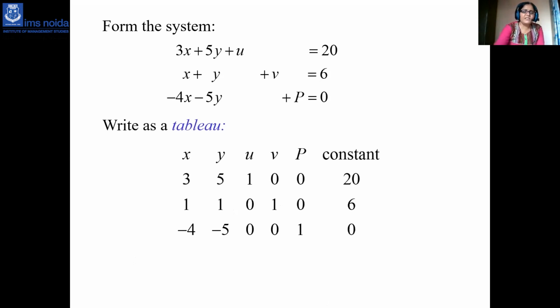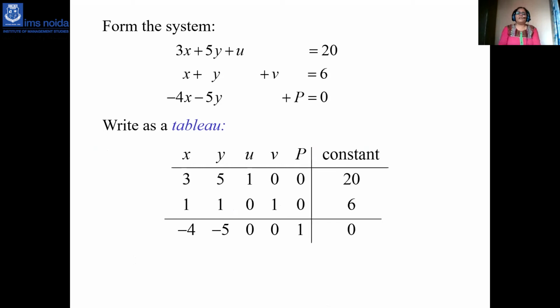So this is the system of equations you have changed. Now this is the table form so that you can represent the initial variables you have in the question. You can mention x, y, slack variable 1, slack variable 2 and P. In equation 1, the x coefficient is 3, y coefficient is 5, u coefficient is 1, then v is 0 and P is 0. The constant is 20. This is the RHS value of the first equation, so that's why you write 20.